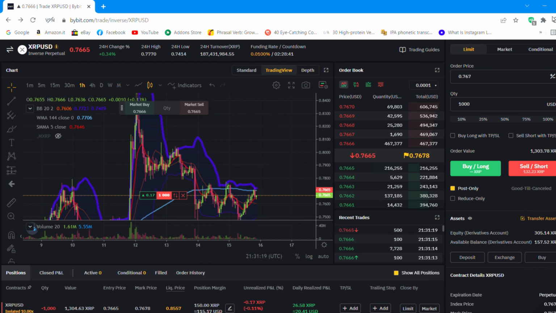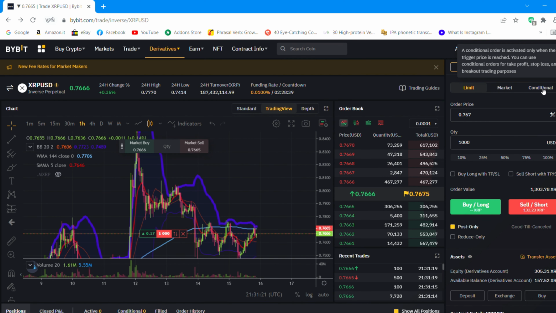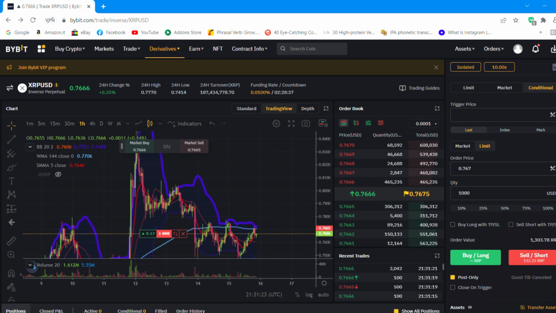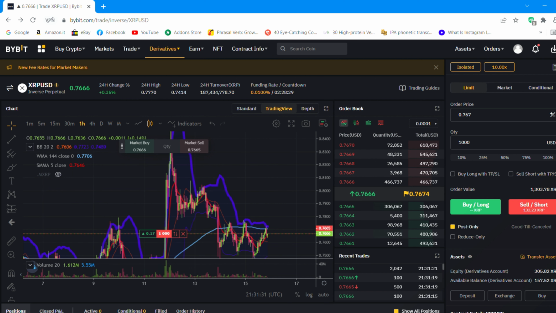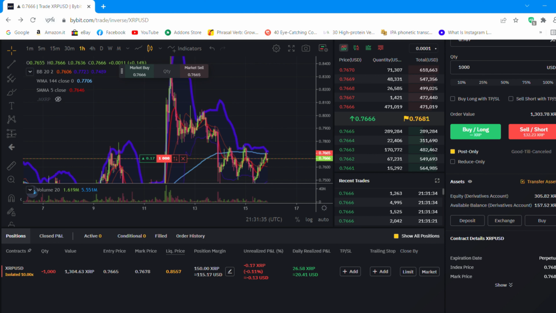So for the conditionals, which would be the ones that would be great to use at the beginning because you're a bit more mindful, click post only. For the limit, you need to have a little bit of a difference between the price and the last price it's at. Okay, am I going too fast?